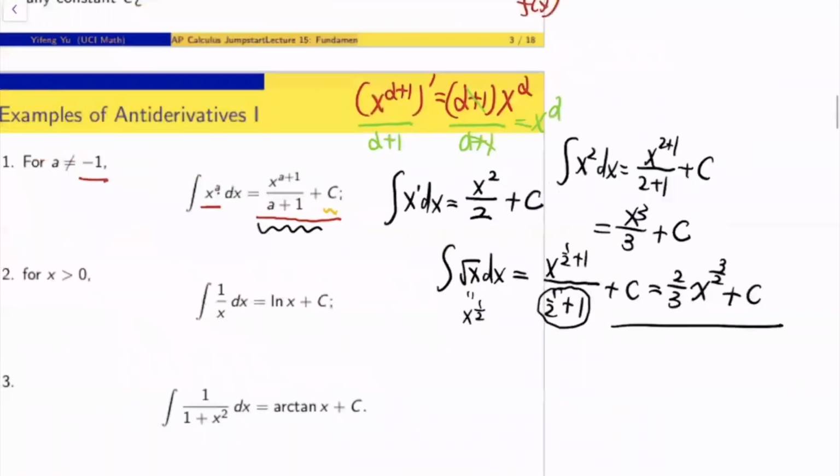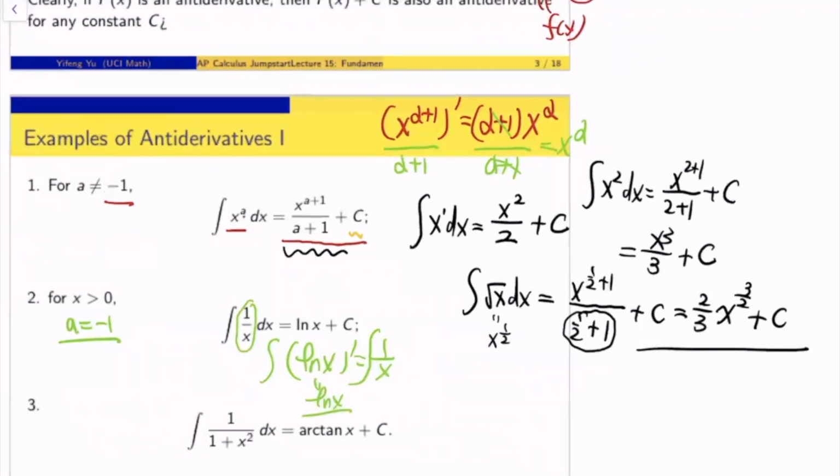And then what if the power is negative one? For this case, because we know the derivative of log x is 1 over x, the antiderivative of 1 over x is of course log x. So remember, we have to remind ourselves that this one equals capital F(x). By definition, this just means the derivative of the right-hand side equals this little f(x).